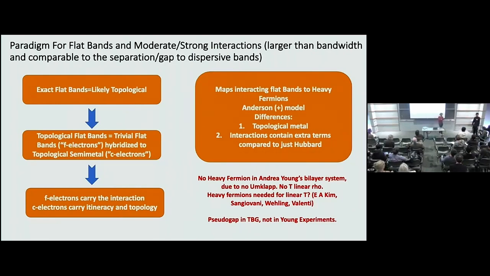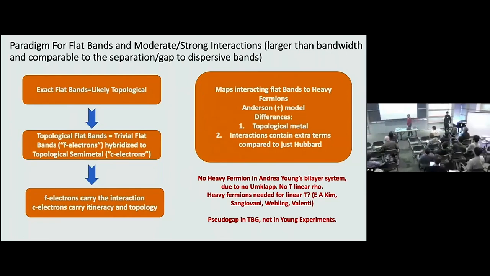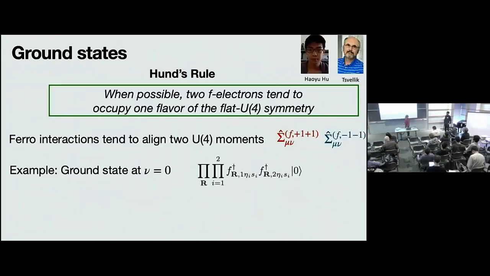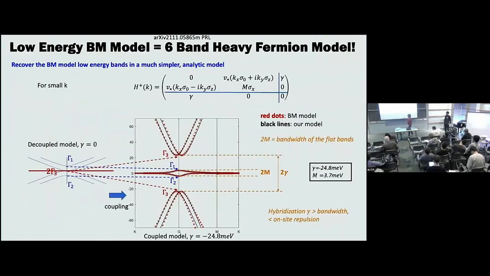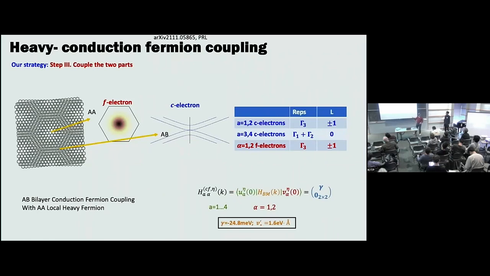So do I understand correctly that you have the same gamma 3 representation in both your heavy and your light electrons? The gamma 3 representations are in the Bistritzer-MacDonald model. They're representations of the dispersive bands. Now, you cannot build localized states without having the gamma 3 representation. So one gamma 3 is that of the F electrons, and the other one is the double vortex. So one is this gamma 3, and one is the F electrons.